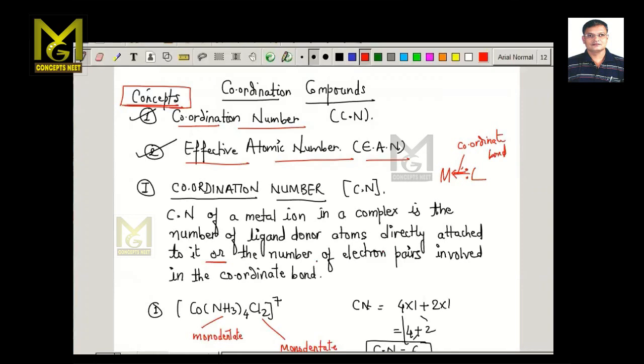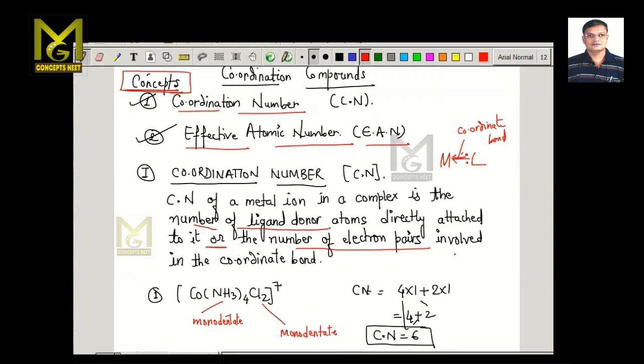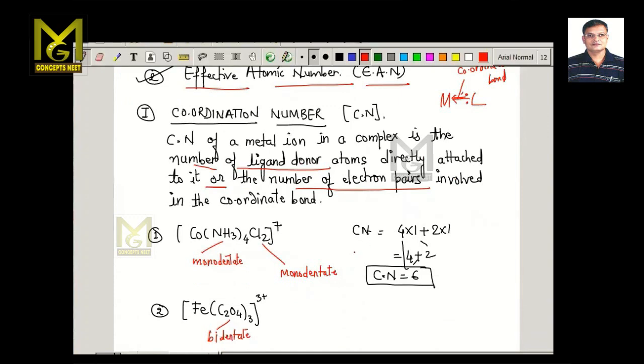So based on the number of ligand donors, or the number of electron pairs involved in the formation of the covalent bond, in that way we can calculate the coordination number.